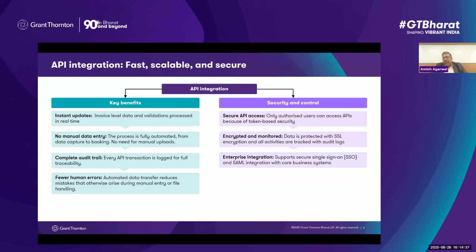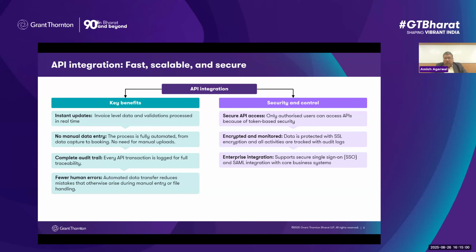So coming to the API integration. Integration can be of two types: a tightly coupled integration, which is through APIs, or a loosely coupled integration, which is the SFTP. We focus more on API integration because this is faster, more secured, and more reliable. So what are the key benefits of an API integration?